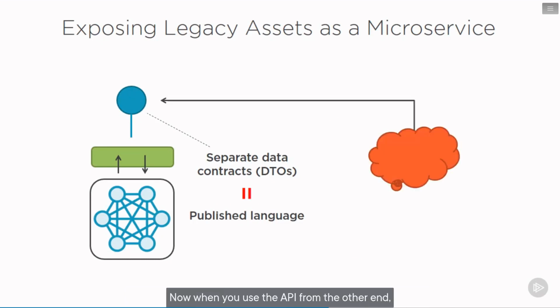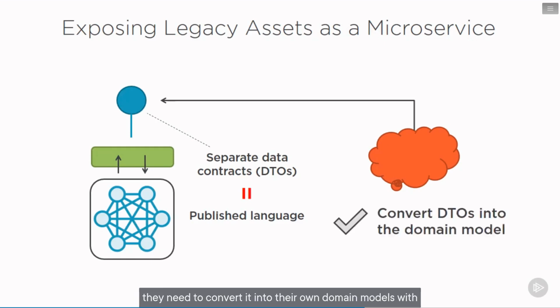Now, when you use the API from the other end, from the bubble-bounded contexts, you shouldn't use those data contracts as is either. This published language is still external for the bubbles, and they need to convert it into their own domain models with their own ubiquitous languages. Remember, any information crossing a context boundary must be translated. Messages or data contracts are not somehow neutral. They are always expressed in a language based on some system of abstractions, and you shouldn't let them enter a bubble that uses a different language.